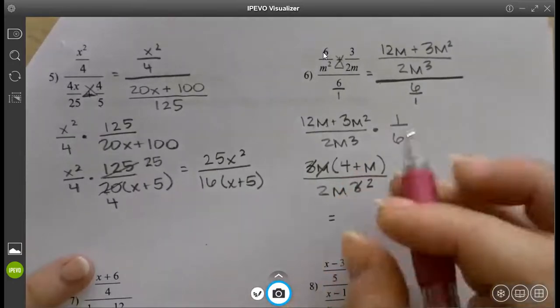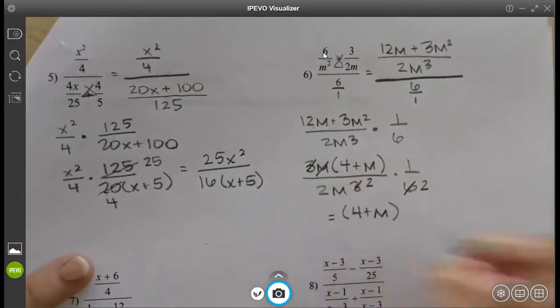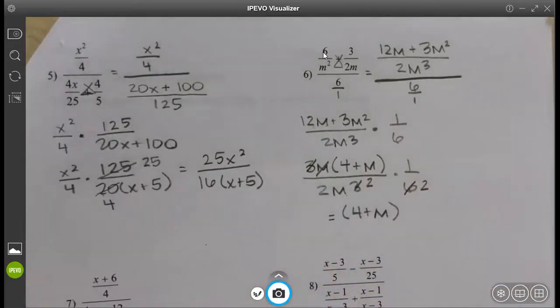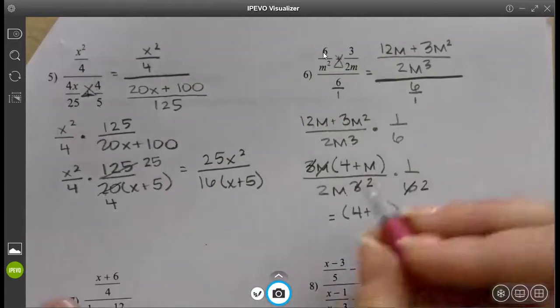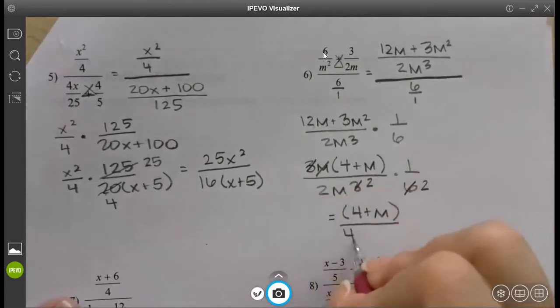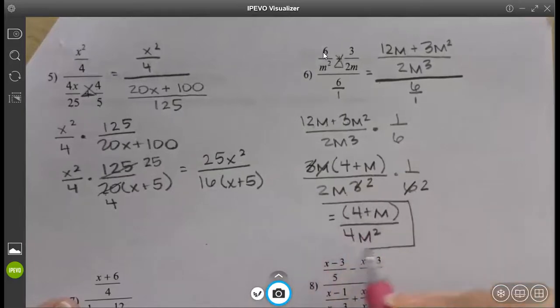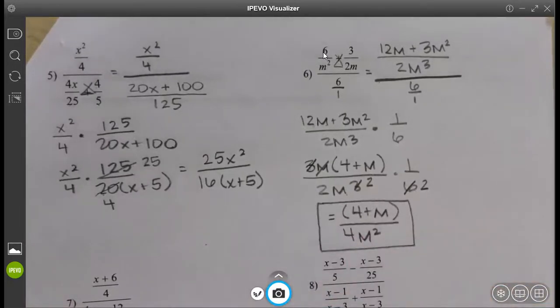So on the top, the only thing I have is 4 plus m. Now they may write it the other way around, m plus 4. It doesn't matter to me which way you put it. On the bottom, we have 2 times 2, which is 4. And then we have m squared. And that's it.